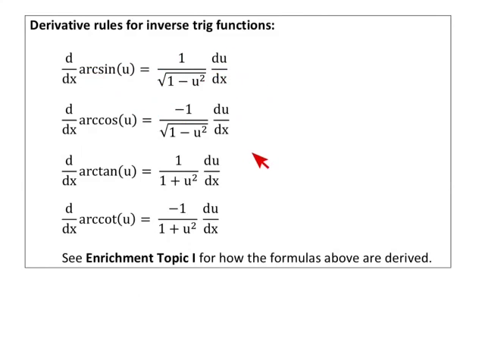I want you to notice that they're all pretty much like that. They all involve the u, which is the function that's on the inside, and then you're going to multiply by the derivative of whatever was inside that particular trig or inverse trig function. So let's take a look at a few examples, and you should see that it's fairly easy. For now, look at these rules, memorize them, but we're going to move on.